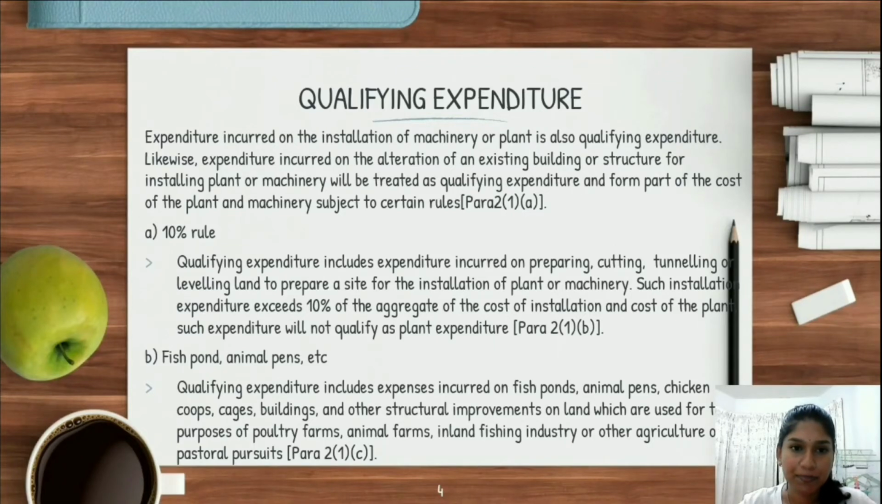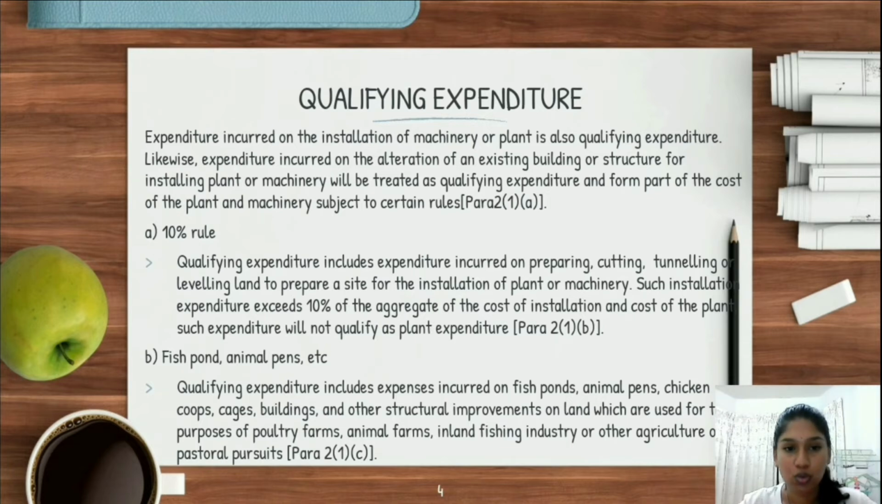Qualifying expenditure. Expenditure incurred on the installation of machinery or plant is also qualifying expenditure. Likewise, expenditure incurred on the alteration of an existing building or structure for installing plant or machinery will be treated as qualifying expenditure and form part of the cost of the plant and machinery, subject to certain rules.